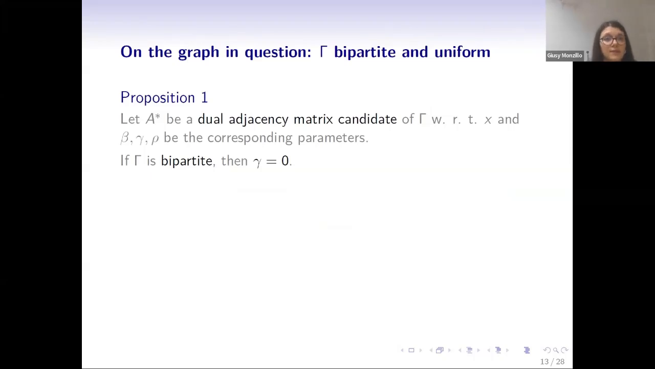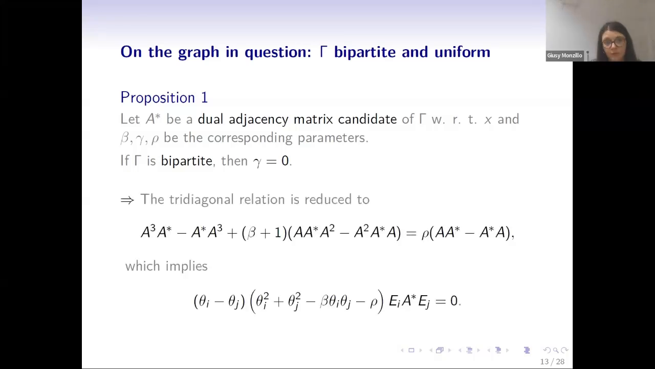Okay, I need first to discuss this hypothesis, this assumption that we have. So gamma bipartite uniform. I want to show you that here actually we get some simplification, but it can also be interesting from a combinatorial algebraic point of view of the graph. Let's see why. So first of all, if we have A* that is a dual adjacency matrix candidate for gamma with respect to the vertex x, and then beta, gamma, rho are the corresponding parameters: if gamma is bipartite, it turns out that small gamma, one of these parameters, is zero. So you see, this simplifies the calculation.